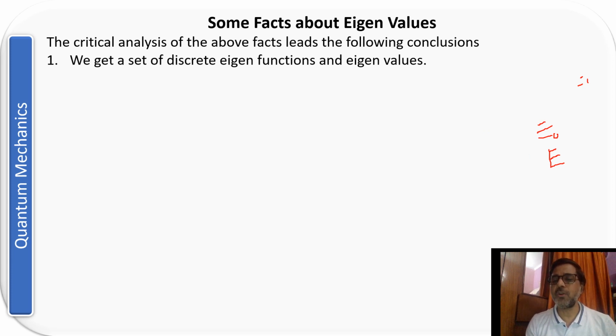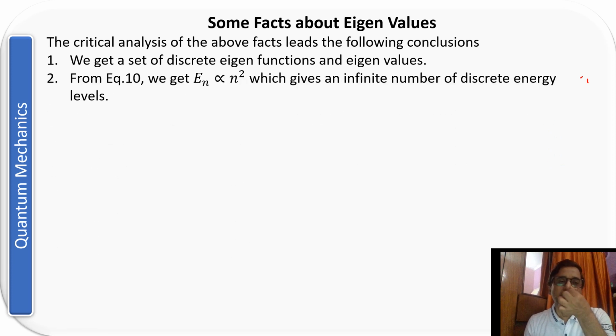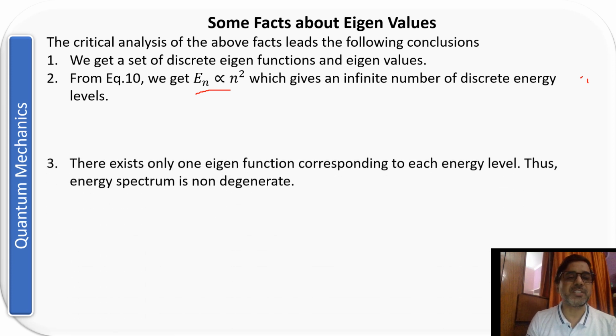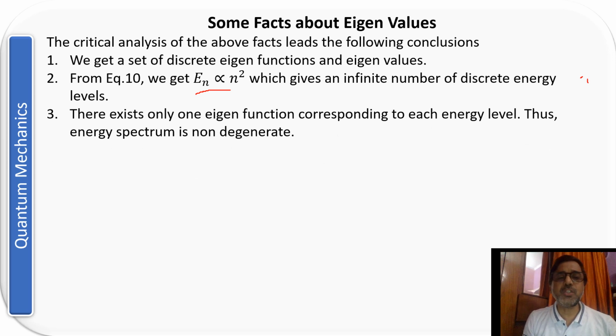All right, so now let's proceed further. Next, from equation 10, where we calculated the value of the energy, we have seen that the energy in any energy state is directly proportional to n squared, which gives an infinite number of discrete energy levels. So in the potential well, you can have an infinite number of energy states. There exists only one eigenfunction corresponding to each energy level. Thus, the energy spectrum is non-degenerate.